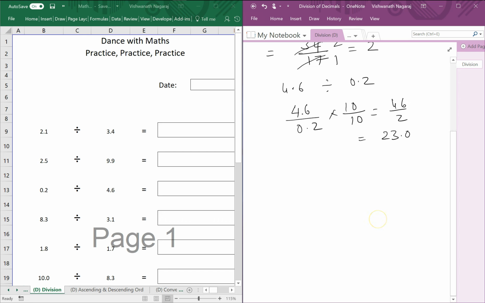23.0. Generally speaking, when you're doing any kind of decimal operations, at the end of the entire operation, if you don't have any decimal numbers, the fractional part is 0, still you should put a 0. Now instead of writing just 23, you should write 23.0.